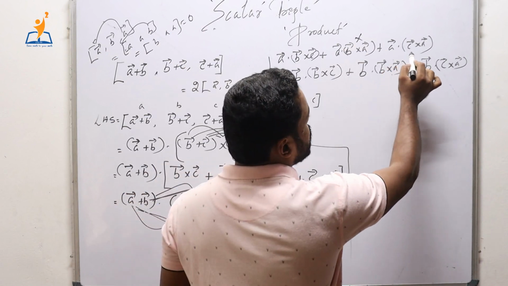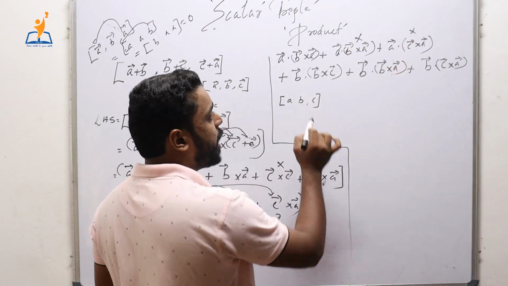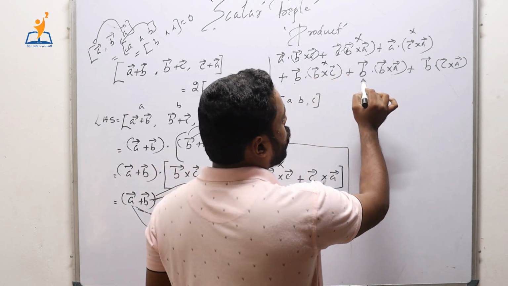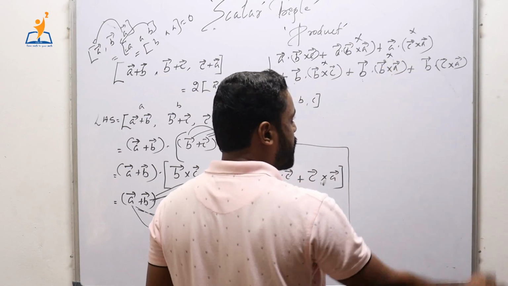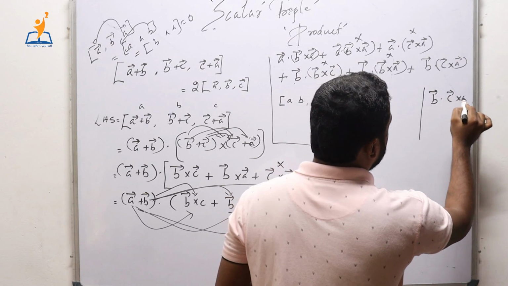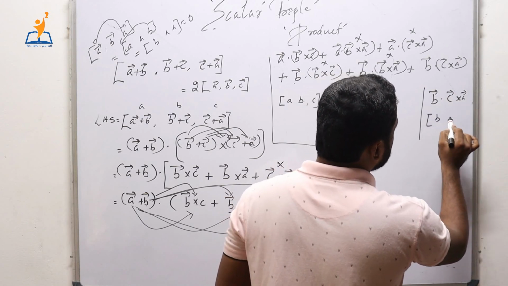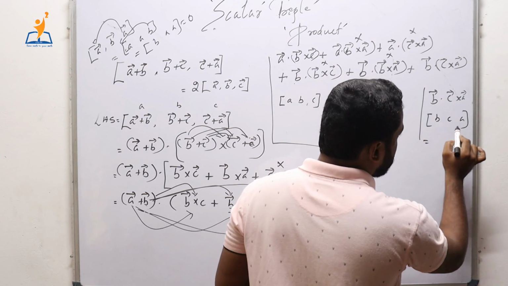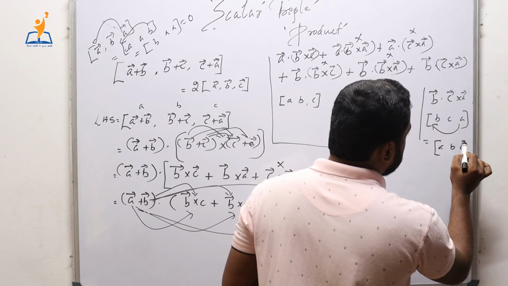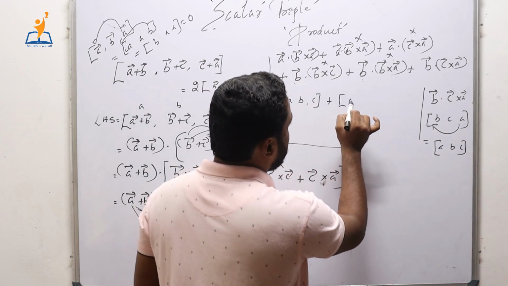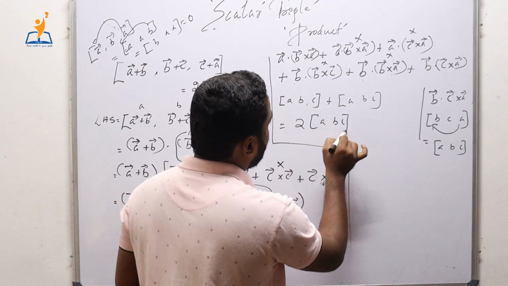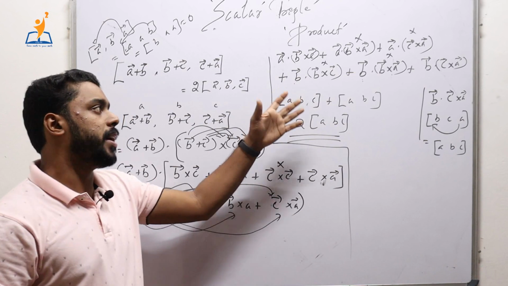Again, A dot C cross A is equal to 0 by the same property. Again, B dot B cross C and B dot B cross A are equal to 0 by the same property. And the last one is B dot C cross A, right? It is nothing but box BCA, and by the cyclic transformation we can transform it to box ABC. So it is nothing but box ABC. So the total is equal to 2 into box ABC.